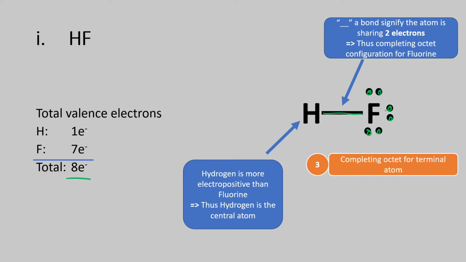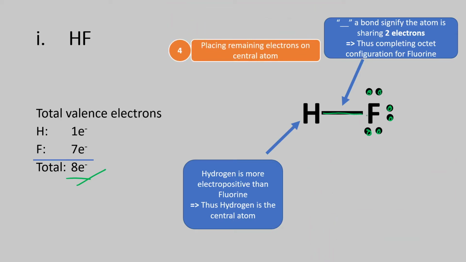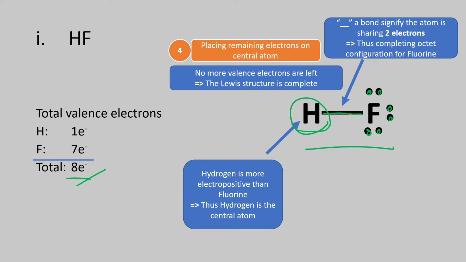Then you count again: is the total of 8 valence electrons enough? Have you used them all? So 1, 2, 3, 4, 5, 6, 7, 8. So the valence electrons are all used up, no need to put any more on the central atom. So this is your final Lewis structure for hydrofluoric acid. So the Lewis structure is complete.